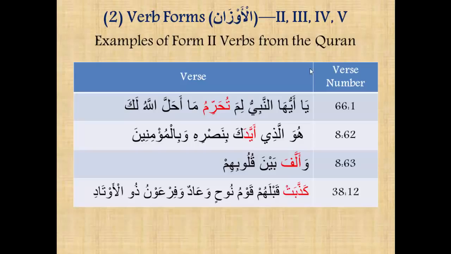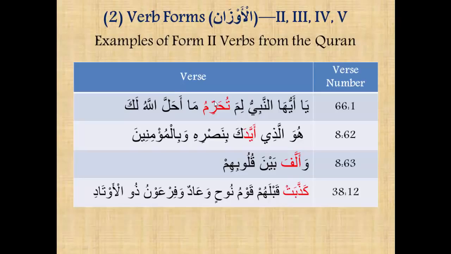Here are some real examples of Form 2 verbs taken straight from the Quran in the context of different ayats. يا أيها النبي لما تحرم ما أحل الله لك. The verb تحرم is a Form 2 verb following the pattern تفعل حرم يحرم التحريم. هو الذي أيدك بنصره وبالمؤمنين. أيد, the verb أيد يؤيد التأييد following the pattern فعل يفعل التفعيل.